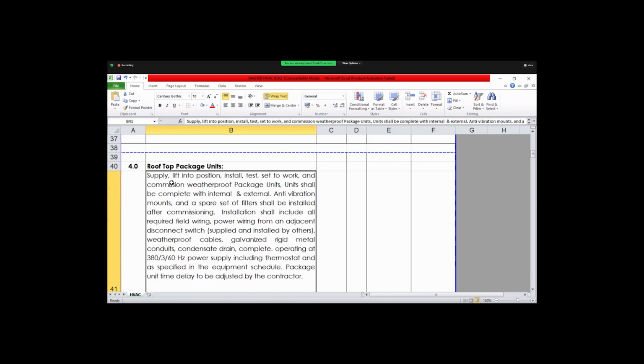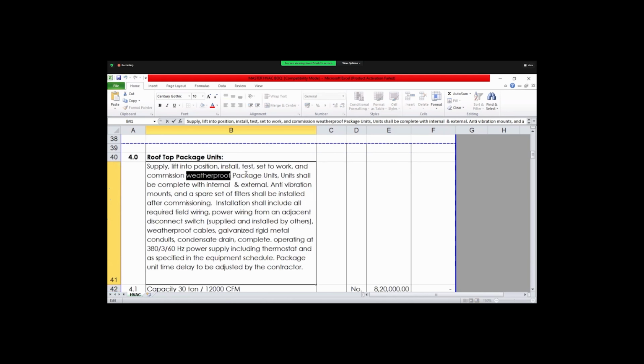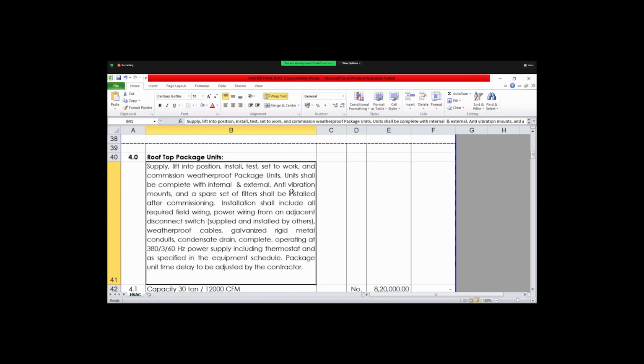So what's the specification? Supply, lift in position, install, test, set to work, commissioning, weatherproof package unit. So it should be weatherproof because it's outside the building. Unit shall be complete with internal, external anti-vibration mount and a pair of filters. Set of filters shall be installed after commissioning. Shall include required field wiring, power wiring, switches, weatherproof cables, galvanized rigid metal conduit, condensate drain, also complete operating.